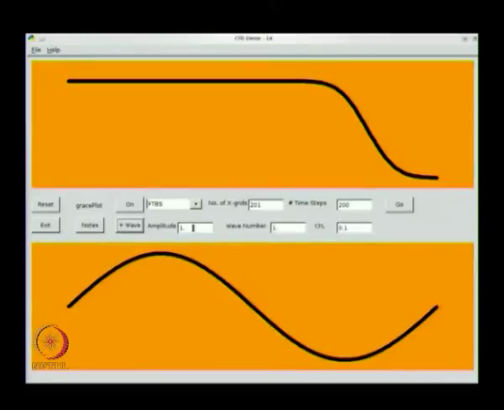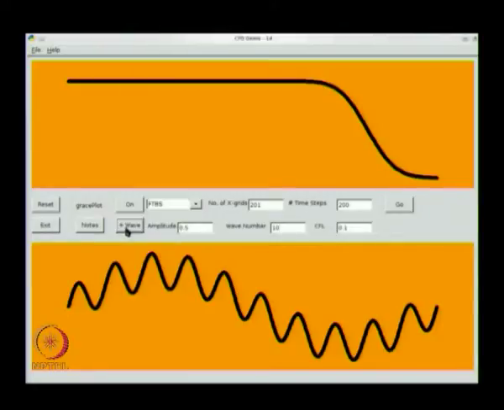So for instance, I can add a sin x, okay, and to this I will make the amplitude smaller, so I can add with an amplitude of 0.5 a wave number of 10. So I am constructing, basically what I have done is I have done sin x plus 0.5 sin 10x, okay.